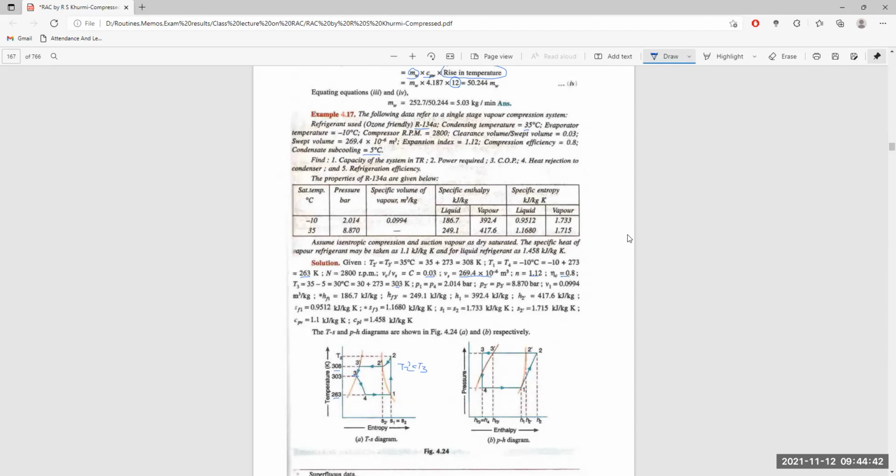Now, the pressure at high temperature from here to here is given as 8.87 bar at all three stages, pressure at 2, 2 dash, 3 dash, 3. This is 8.87, that is the isobaric process itself, and pressure at the low stage is given as 2.014, means the compressor is compressing the refrigerant from 2.014 to the 8.87 bar itself.